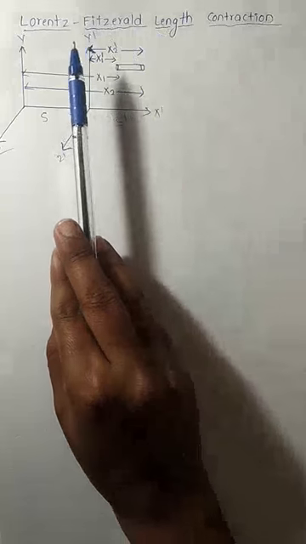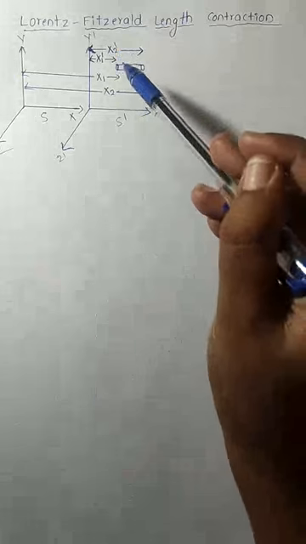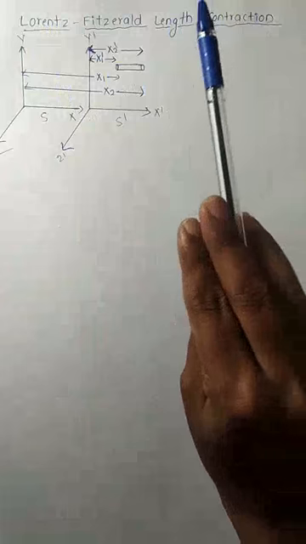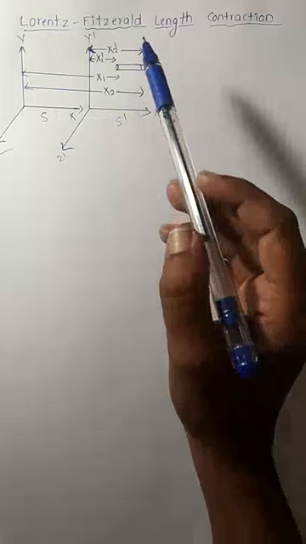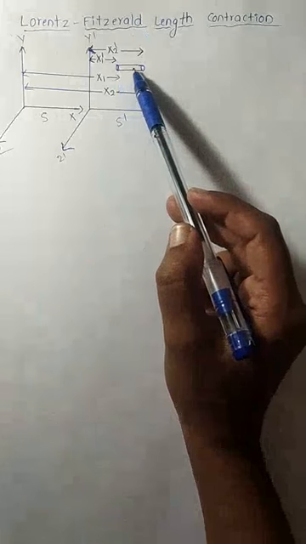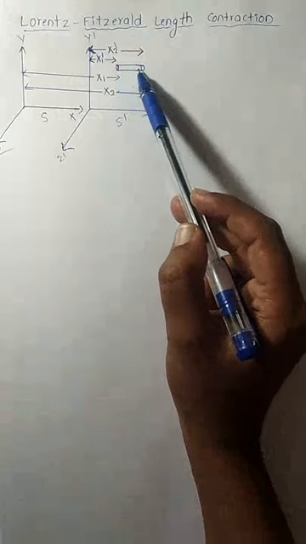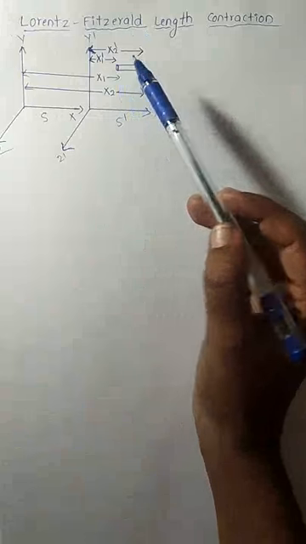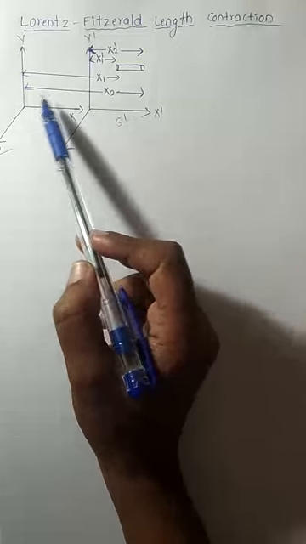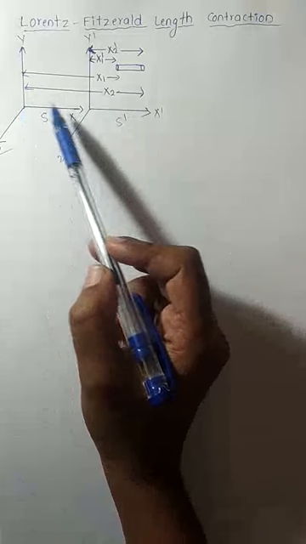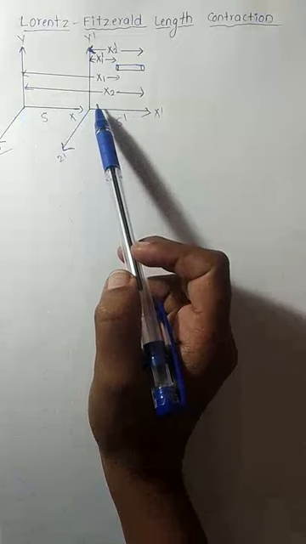As the S dash frame is moving, the rod in that frame is also moving with the same velocity as S dash. The rod has a certain length. So what is happening here? There are two observers, one in the S frame and another in the S dash frame.